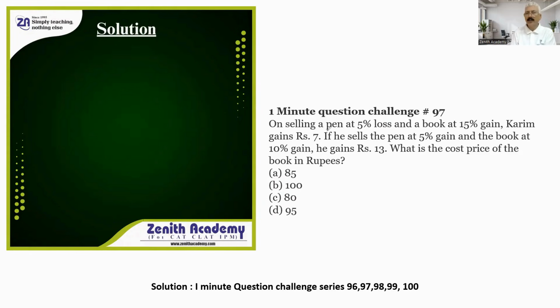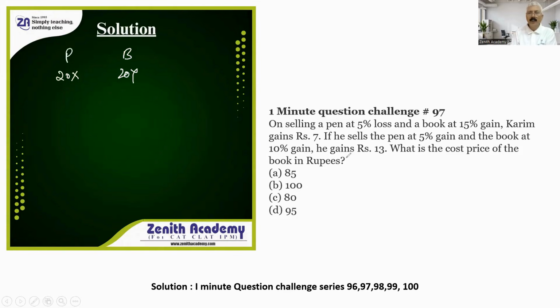Now see number 97. This time it is given that on selling a pen at 5% loss and a book at 15% gain, Kareem gained rupees 7. So 5% is actually equal to 1 upon 20. So 15% is going to be 3 by 20. It is a simple concept to do the question of percentage. So for the pen, let us take 20x, and the book cost is 20y.